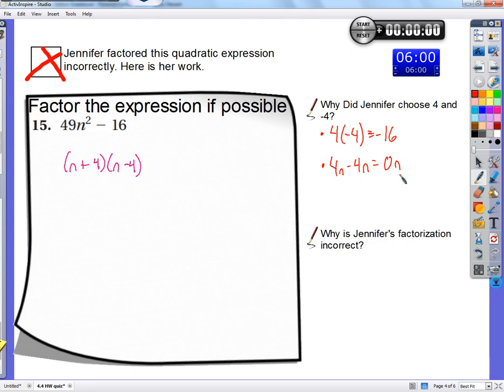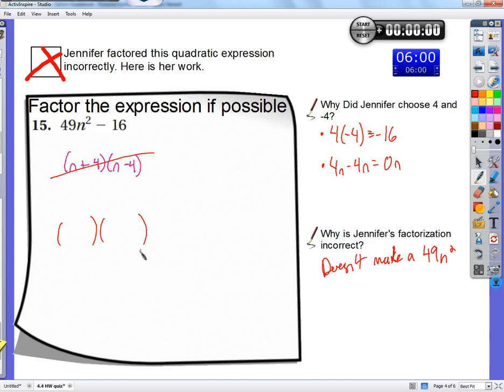But ultimately, Jennifer's factorization doesn't work out because of what? Yeah? She doesn't have the 49. You don't get 49n squared. So, yeah, that's correct. Does it make a 49n squared? So, we don't want that.